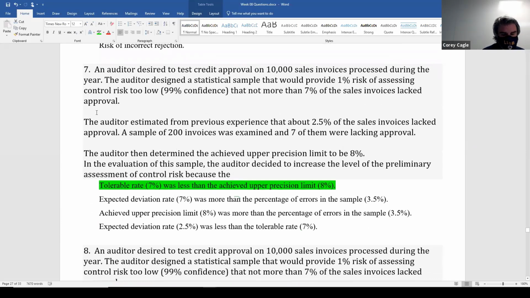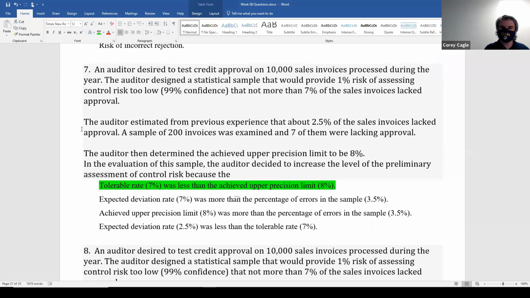And here's one of the harder ones, I guess. So number 7. I mean, it's really not when you look at your possible test answers, but let's look at it in full. An auditor desired to test credit approval on 10,000 sales invoices processed during the year. Designed a statistical sample that would provide 1% risk of assessing control risk too low. So that gives us 99% confidence.